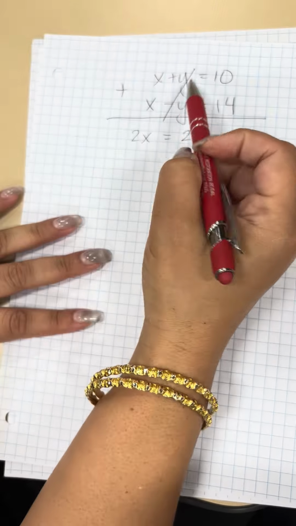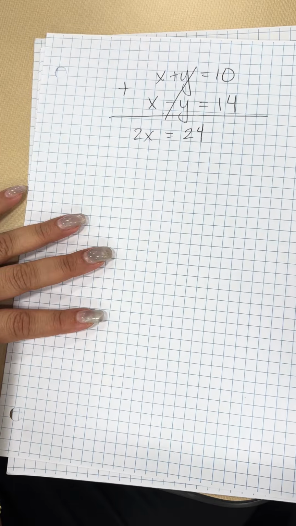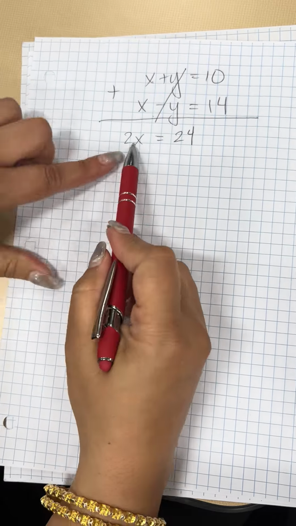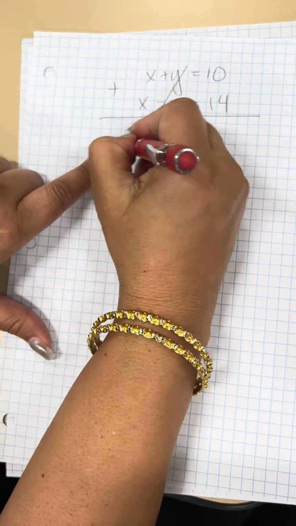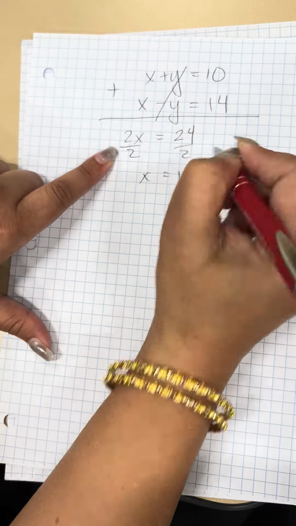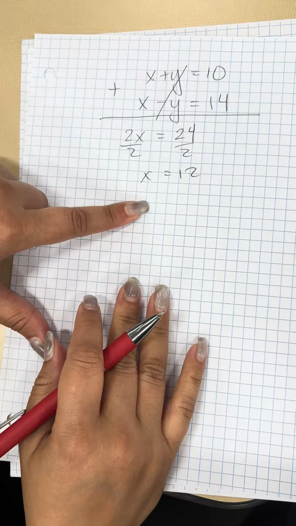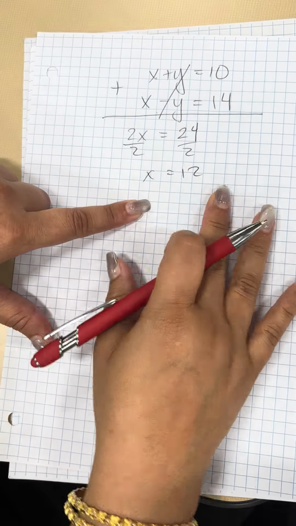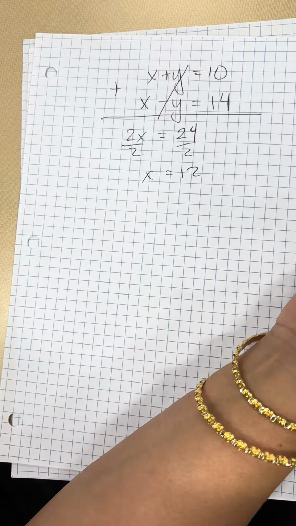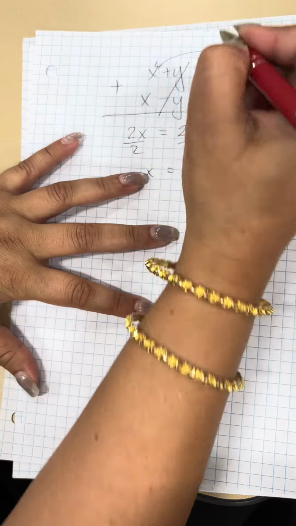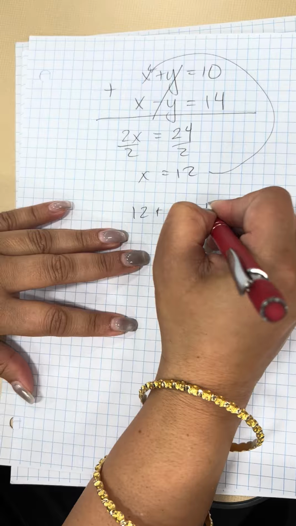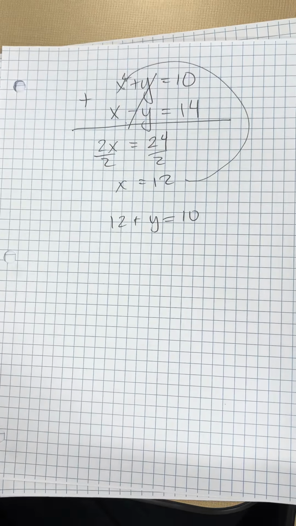Why was it useful to be able to cancel that? Because it only gets x alone. Now we just have x. We only want one variable. So we can see that x equals 12. How would we find y? Plug x back into the... There you go. So we can plug the x back in. 12 plus y equals 10 and solve from there.